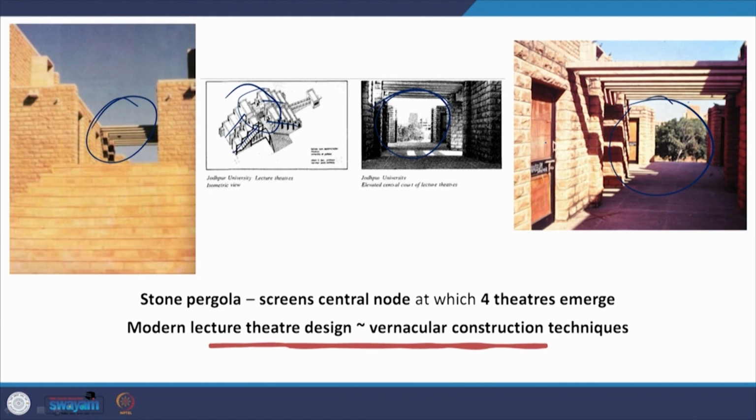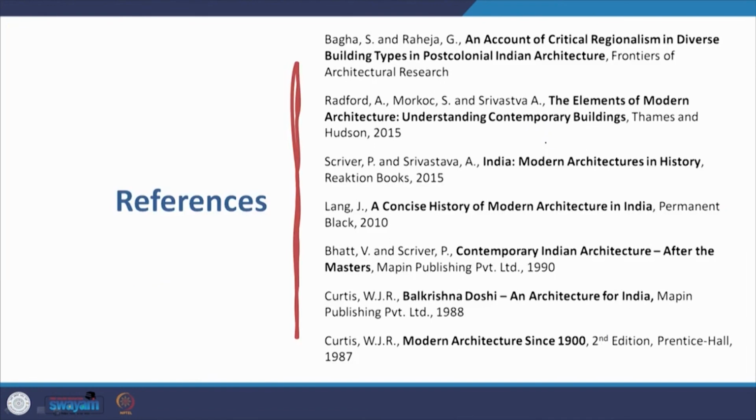And therefore the lecture theatre design, which is in a stepped form, is a modern lecture theatre design, but the construction technique used is vernacular. So we will end with this project and we will come back to a series of other projects where we will talk about these different aspects that constitute the formulation of a critical regional architecture and some of the major iconic Indian architects who have brought about these works to pass.